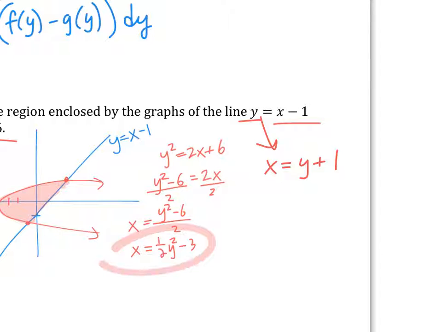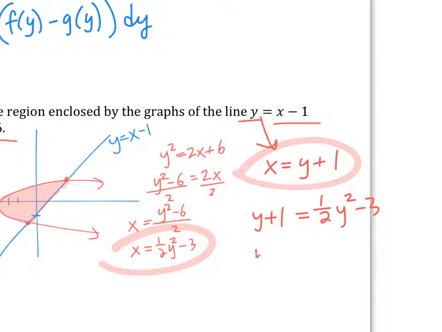And I already have the equation in terms of x for the parabola. I just need to make them equal to each other. So y plus 1 is equal to 1/2 y squared minus 3. Obviously, you should get 2 y's because you're intersecting at 2 places. Okay, so go ahead and solve for y.